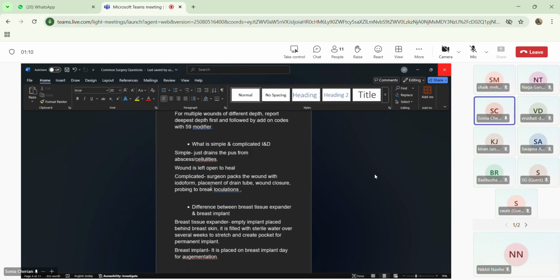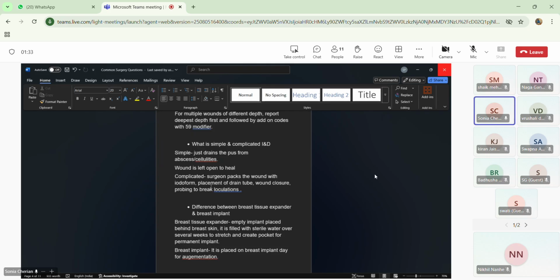Sometimes a patient comes in for a breast implant procedure. To make space to hold an implant properly, first they will place a breast tissue expander filled with sterile water, and they will leave it there for 2 to 3 weeks so that it will stretch and create a pocket.